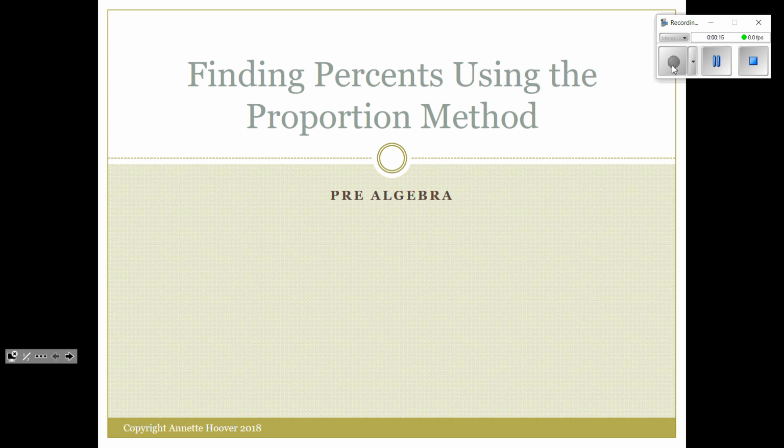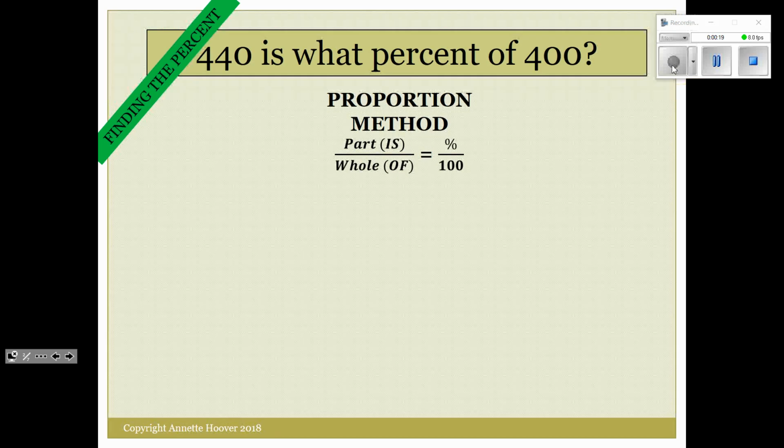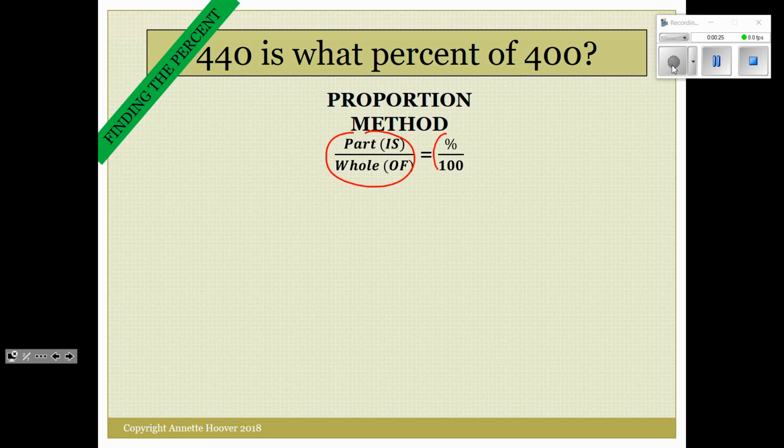So in this method for solving percents, we're going to set up two ratios which make a proportion. And we have is over of, equals percent over 100. This is something you might want to memorize because this is how we're going to set up the two ratios, and the two ratios set equal to each other make it a proportion. So what does this look like? Well, we're going to read it up here.